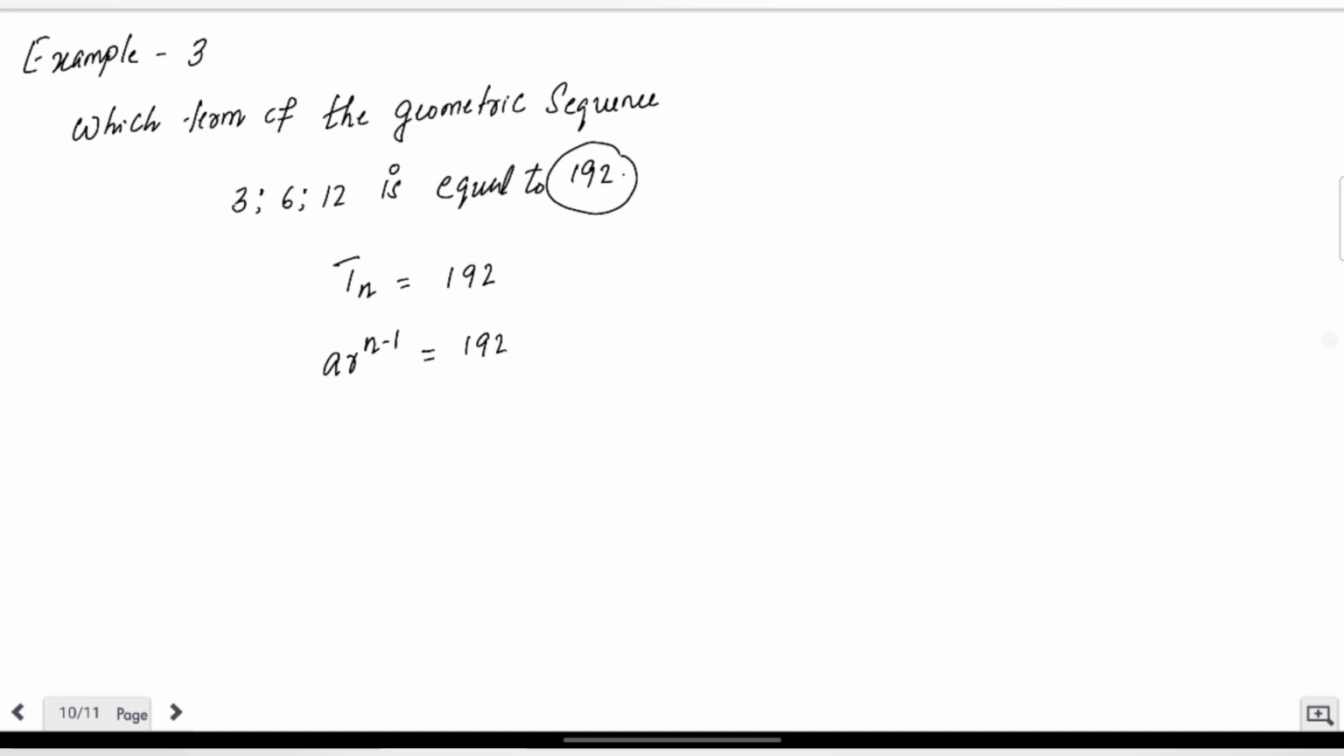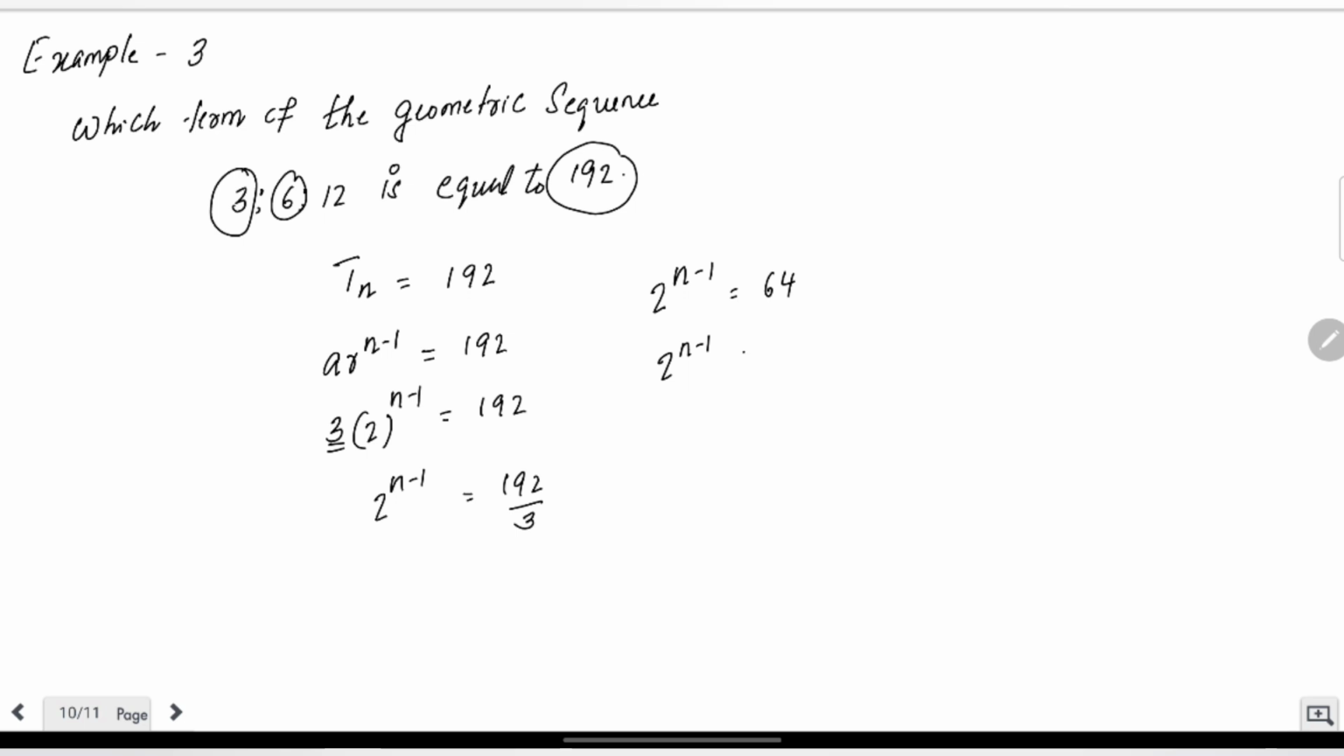Is it clear? Now what is a? a is the first term, that is 3. And what is r? 6 divided by 3, that is 2, to the power n minus 1 is equal to 192. Now we can find the value of n easily. Send 3 to the other side. It's going to be 2 to the power n minus 1 is equal to 192 divided by 3, which is 64.